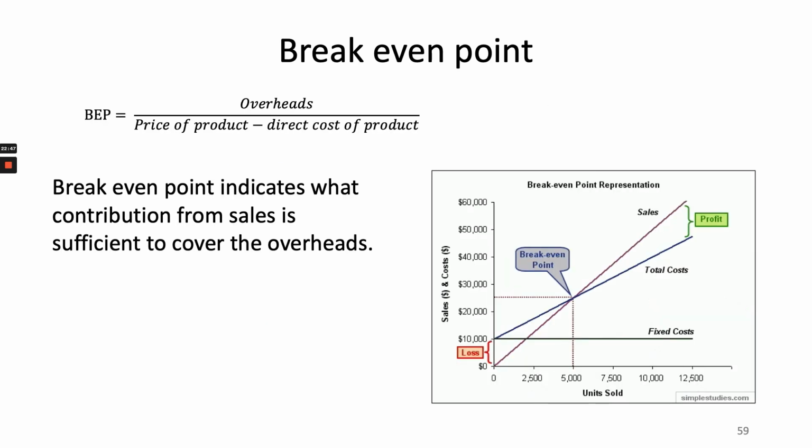You should define your break-even point, which says what contribution from sales is sufficient to cover your overheads. In other words, how much sales I have to do to actually cover the total costs. So, for example, I need to sell 500 products to just not be in loss. That is the break-even point.